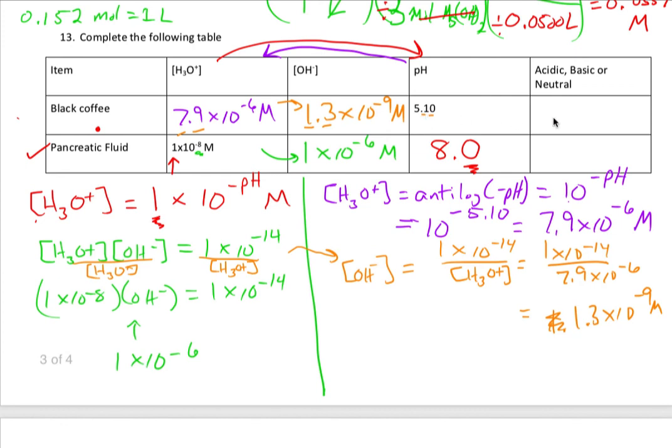pH 5, that is acidic. pH 8 is basic. Okay, thanks.